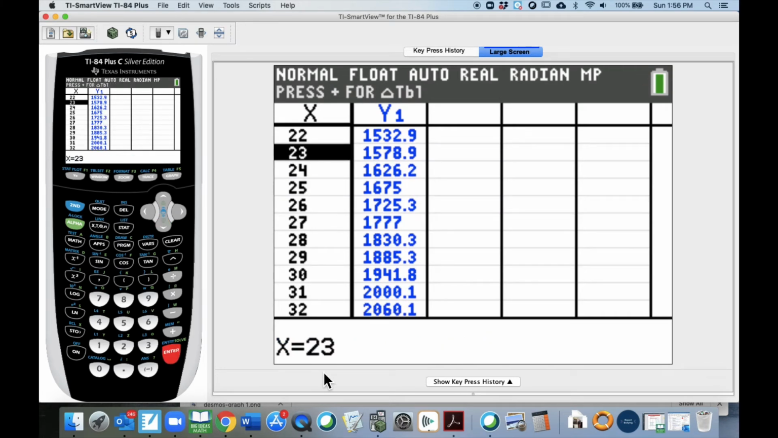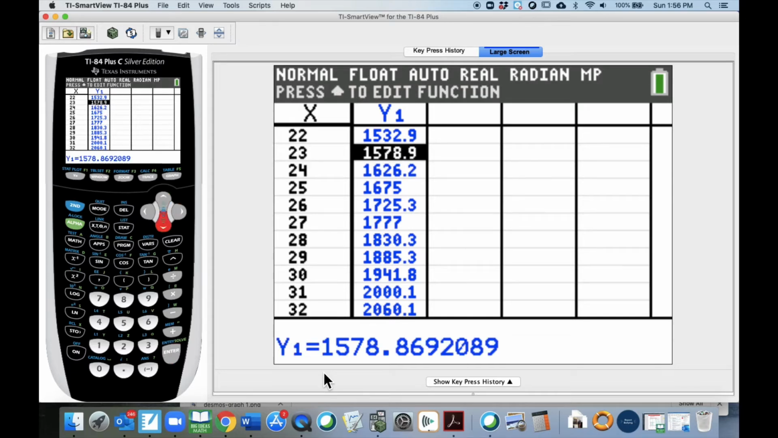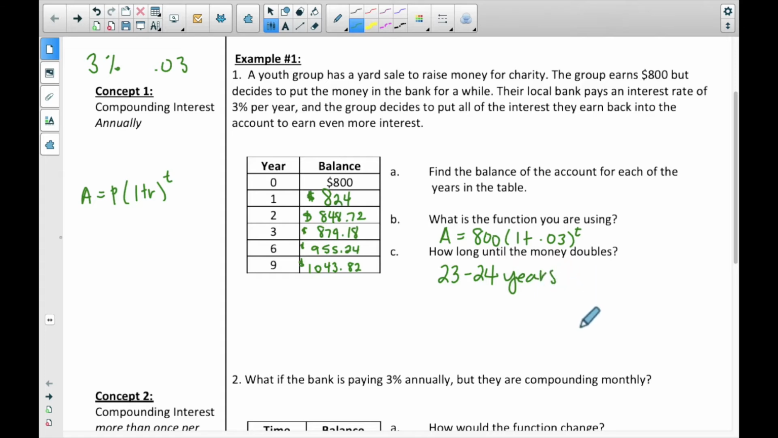But here we are. In between years 23 and 24, we can see that's when it gets there. 1,600 is going to be right in here between years 23 and 24. So I'm going to go back to my paper and enter that. So that's going to take 23 to 24 years to double. Now, again, we will learn next week how to actually calculate that more precisely, but for now we're just using our table.